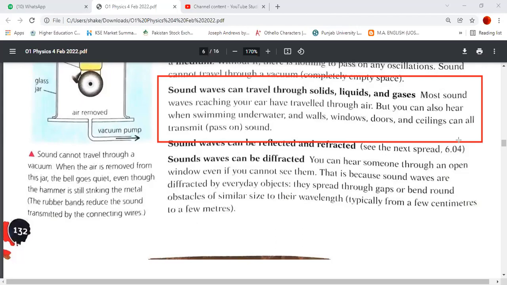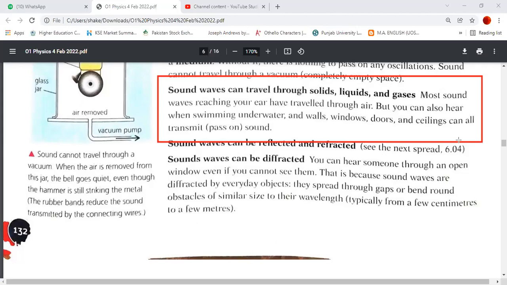But when we are looking into ocean life or marine life, the sound waves are traveling through the water in that system. You can also hear when swimming underwater. If you are a swimmer, you might have had the experience, as I do, that whenever somebody is talking outside of the water, and my ears are inside the water, I'm still able to hear their sounds. Walls, windows, doors, and ceilings can all transmit, pass on, sound.